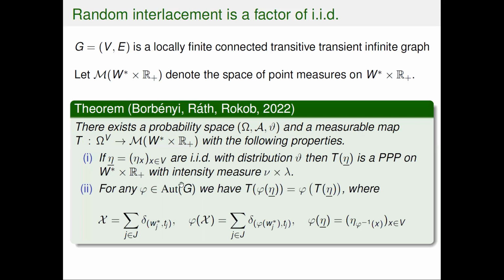Moreover, for any automorphism of G, my map intertwines with that automorphism. So if I push my input with the automorphism and apply my map, that's the same thing as applying my map and then pushing the output with the automorphism. And here, if I have a collection of labeled trajectories and an automorphism phi, then of course the image of the point process under this automorphism is just you apply the automorphism to the trajectories pointwise. So you push the trajectory with the automorphism, but you leave the labels alone. And of course, you push the input, these i.i.d. input, with phi in the usual way. So that's factor of i.i.d. So this is our result.